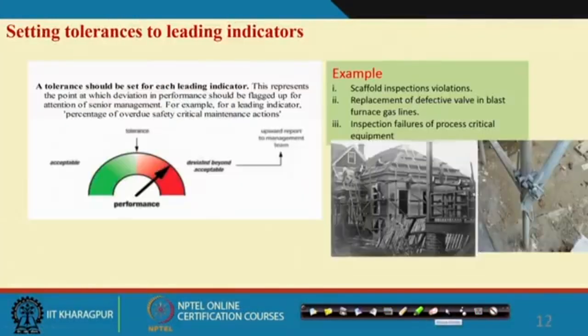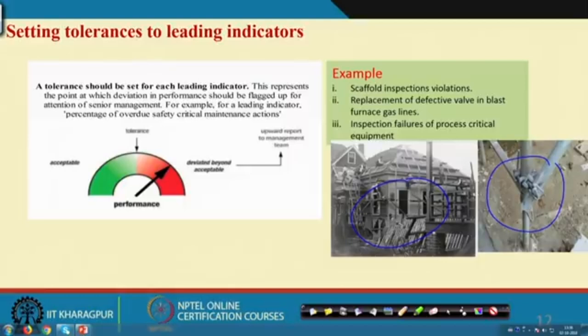So, this is tolerance. At what level should people get the tolerances? You give it to the leading indicators. At what level should the organization be worried?